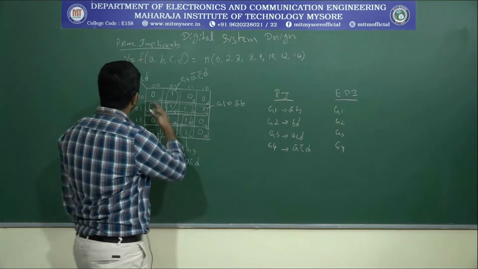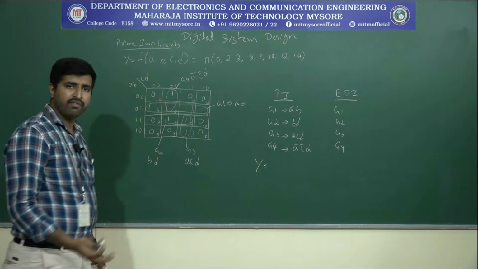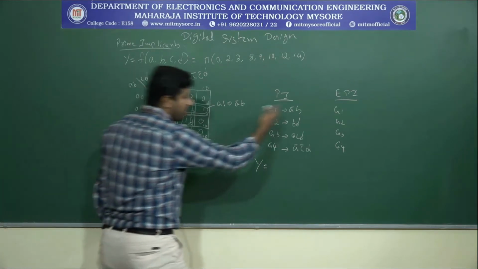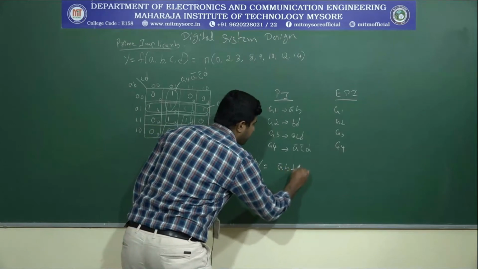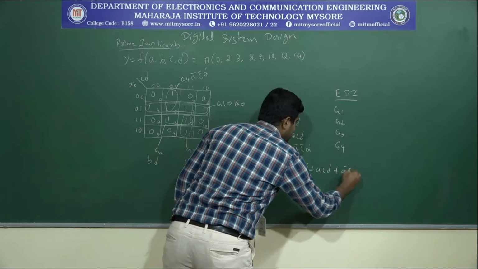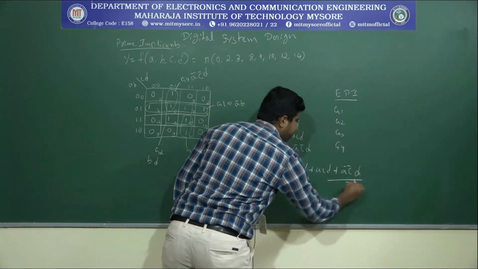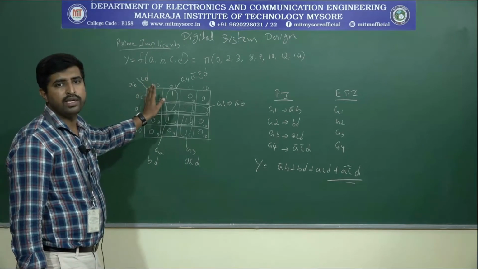Okay. So the simplified expression, they have not asked for it, but let's write the simplified expression. The simplified expression consists of all the expressions here. So that means y equals A bar B plus BD plus ACD plus A bar C bar D. So this will be the simplified expression for the given Boolean equation.